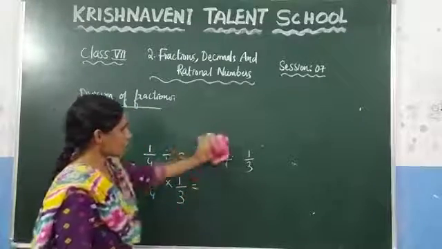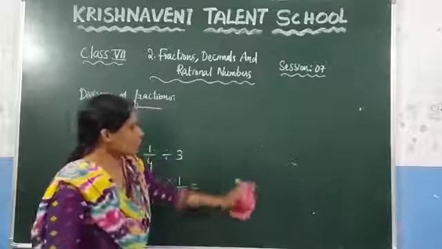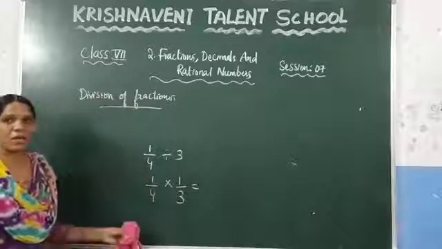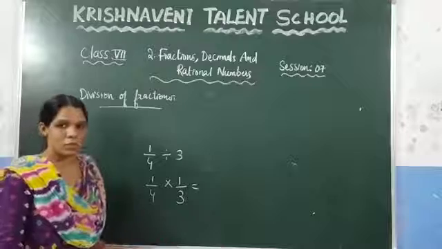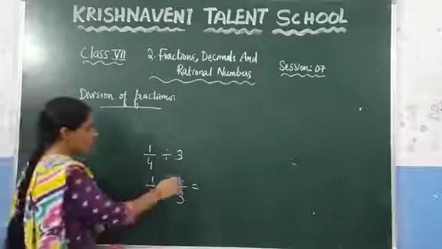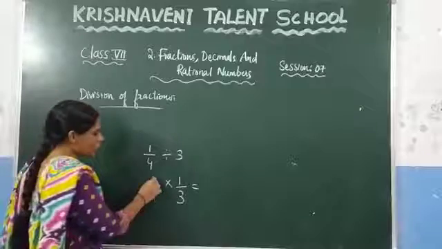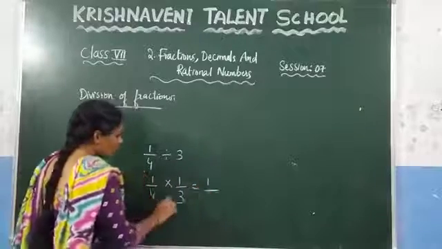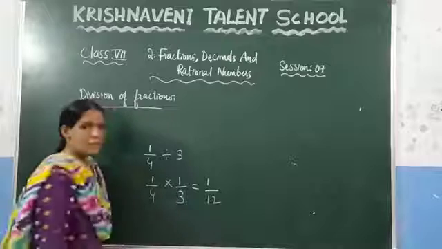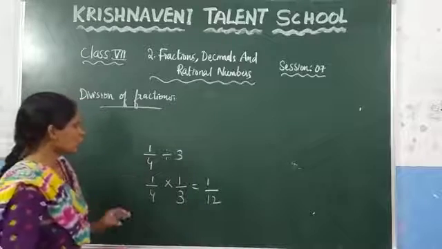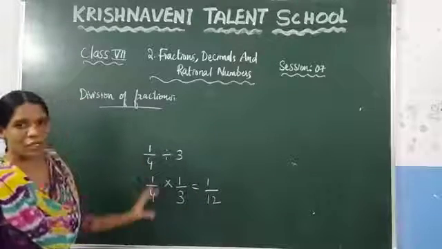In the earlier session we discussed the multiplication of two fractions. That means if you are given two fractions, how do you multiply them? You just multiply the numerators and multiply the denominators. So here, what do you get? 1 into 1 which is 1, 4 into 3 which is 12. Like this you need to divide if you are given a fraction and a whole number.